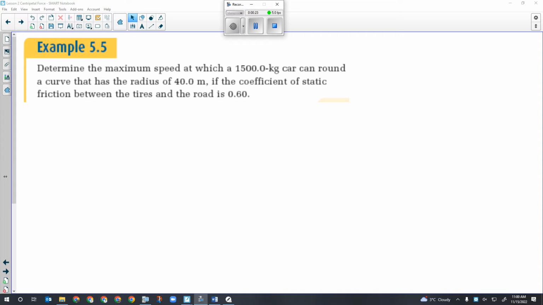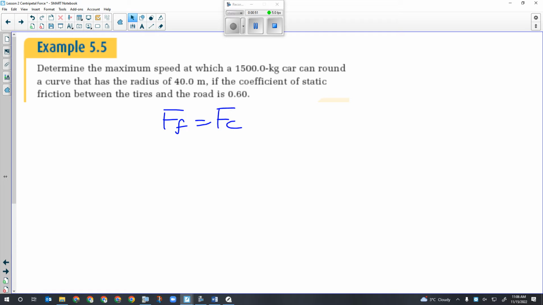Okay, so I want to see if you can remember how to do an unbanked corner question with this one here. So write this one down and give it a try. Let's see how you do, and then we'll walk through it in a few minutes. What acts as a centripetal force for an unbanked corner? Okay, so force of friction is then acting as our centripetal force.